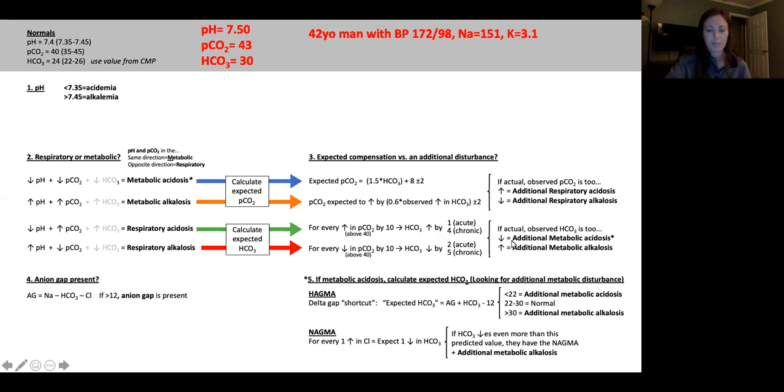Here's an example that we can go through for this first one. It's a 42-year-old man with a blood pressure of 172/98, sodium of 151, and a K of 3.1. The pH is 7.5, PCO2 of 43, and bicarb of 30. Does anyone want to say, for number one, pH, are we acidemic or alkalemic?